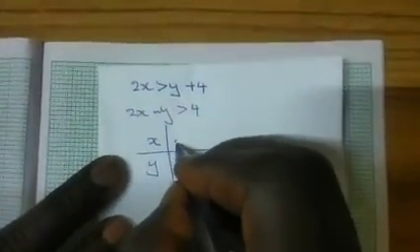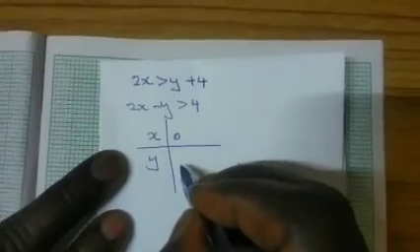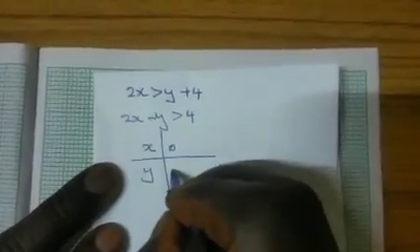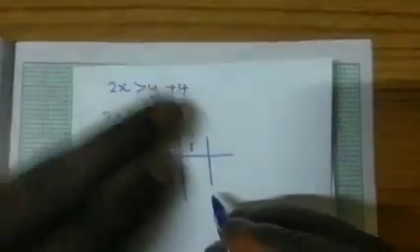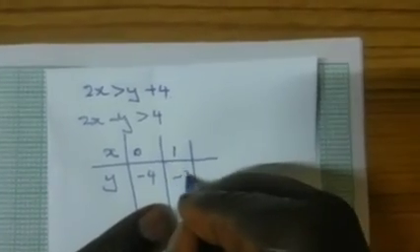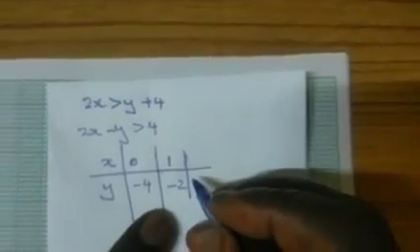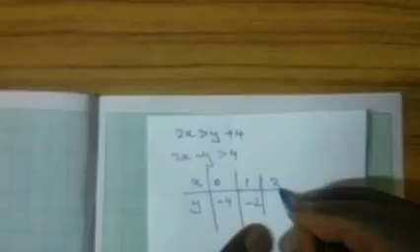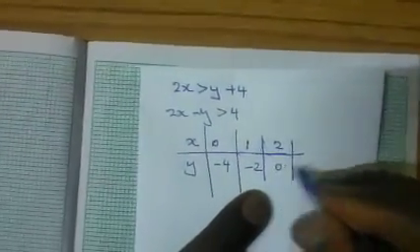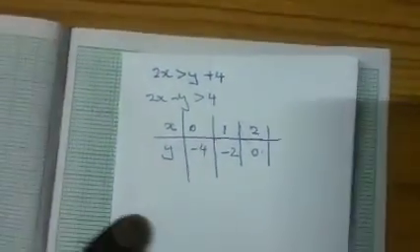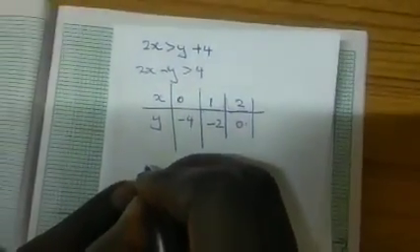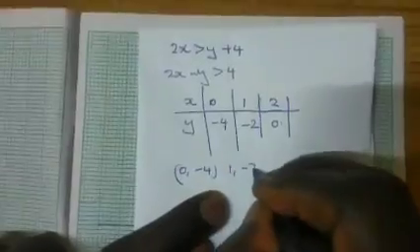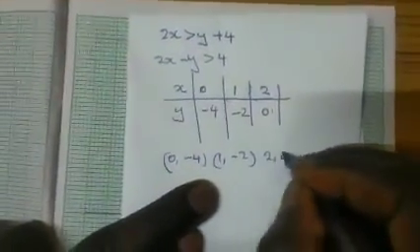When x is 0, y will be negative 4. And when x is 1, y will be negative 2. And when x is 2, y will be 0. So from there we have the coordinates to plot, which are (0, -4), (1, -2), and (2, 0).